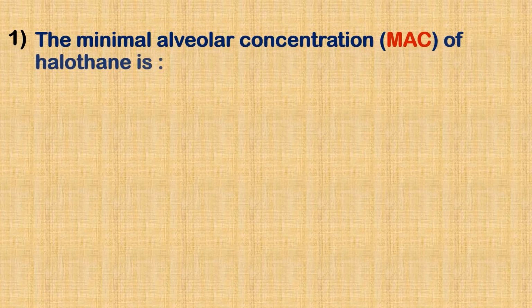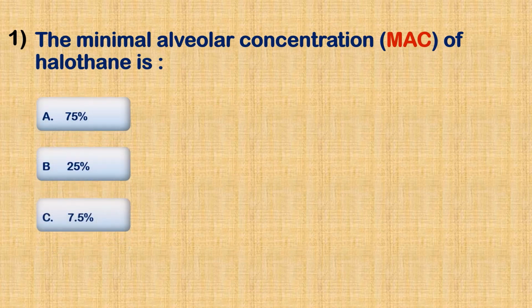So here goes the first question. The minimum alveolar concentration of halothane is: option A 75%, option B 25%, option C 7.5% and option D 0.75%. So here the minimum alveolar concentration, or MAC, is the lowest concentration of the anesthetic in the pulmonary alveoli, and here it is accepted as the valid measure of potency of inhalational general anesthetics. So the correct answer for this question is option D, that is 0.75%. The MAC of halothane is 0.75%.